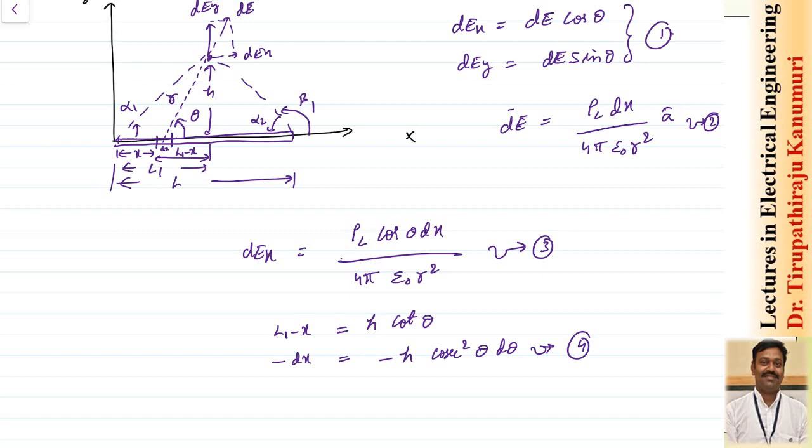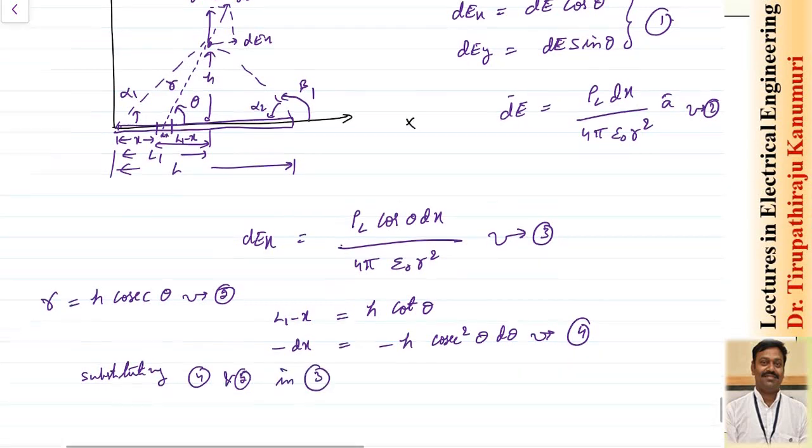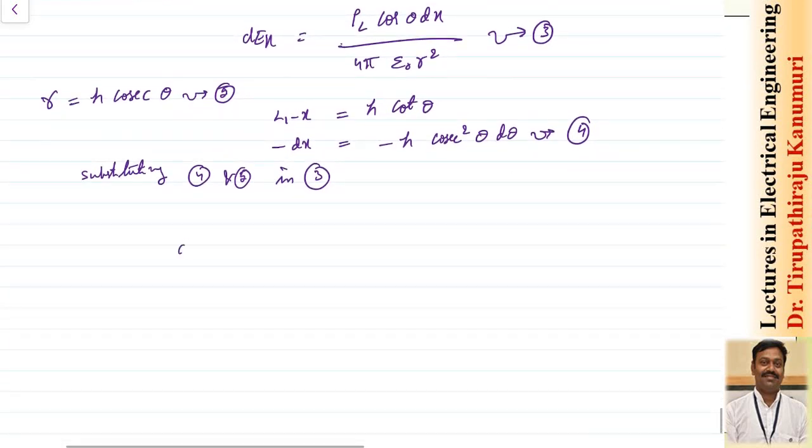And the second one we can also define from this. I can write the value of r. So r I can write as h cosecant theta. So this also you agree? So now what I am doing, I am substituting equation number 4 and 5 in equation number 3. Let us try to substitute in equation number 3.